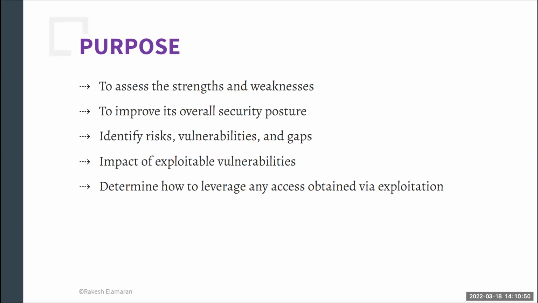Then there is the impact of exploitable vulnerabilities. As we all know what happened with the log4j issue and how much impact it caused to all organizations, we should be able to realize what impact a vulnerability will bring when it is exploited, and determine how to leverage any access obtained via exploitation. How can you take it to a further level, and what further things can you do from a basic point of vulnerability? What are the different ways you can exploit it: can you do privilege escalation, take admin rights, or modify any kind of data? You have to conduct an assessment so that you can increase the severity, or apply it to the whole cloud level.